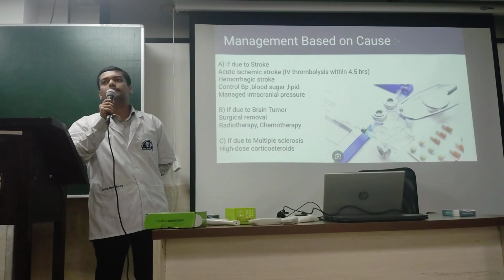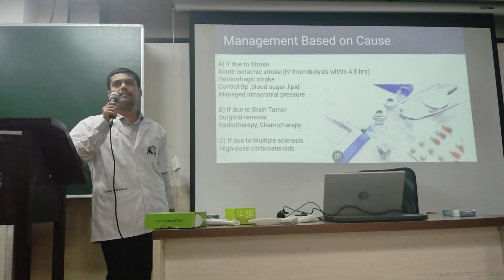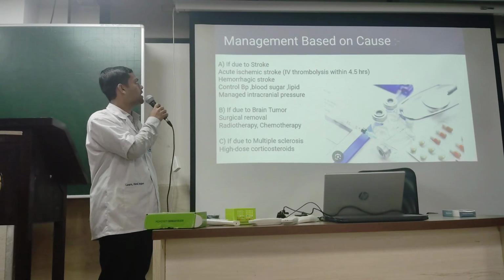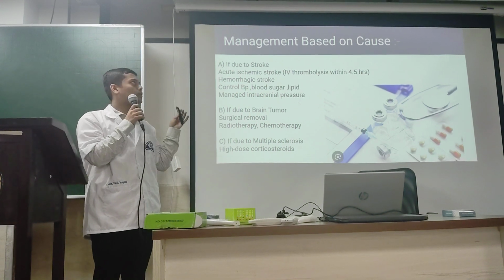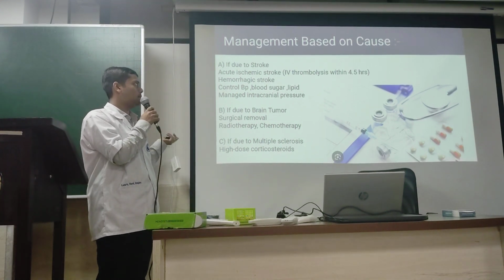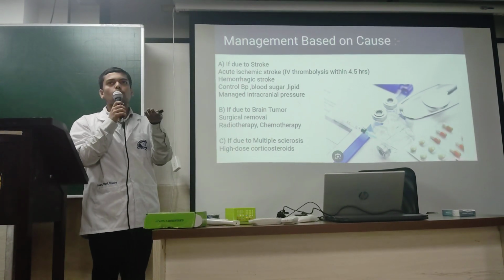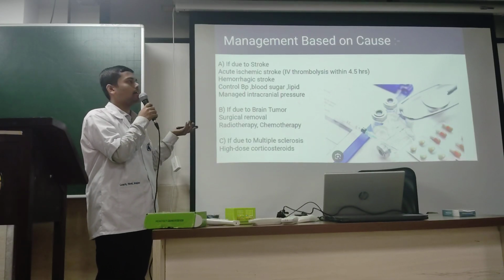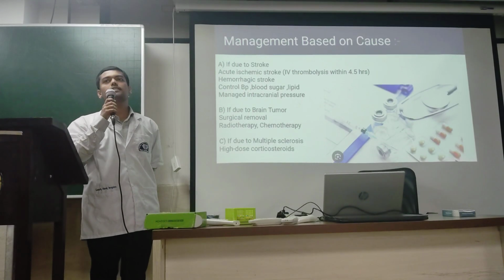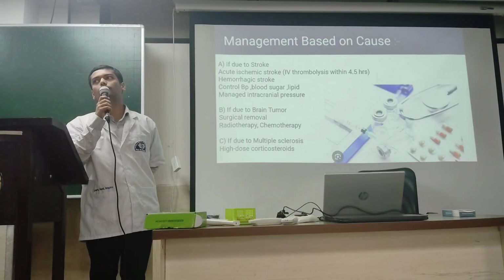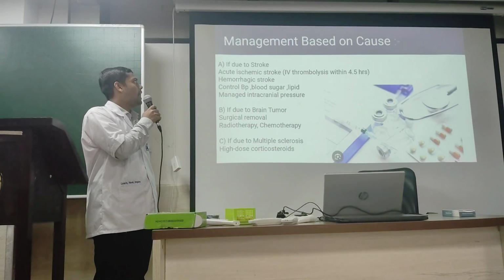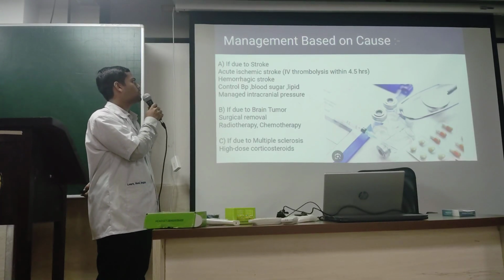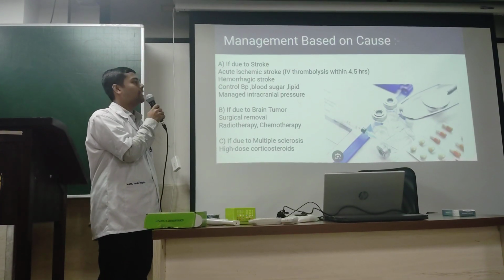The general treatment is the same as the previous, but now we'll see the treatment based on the causes, like stroke, brain tumor, or multiple sclerosis. If it is due to stroke, there are two types. Acute ischemic stroke, where IV thrombolysis is given within 4.5 hours. And hemorrhagic stroke, in which BP, blood sugar, and lipids are controlled, and there is intracranial pressure management.